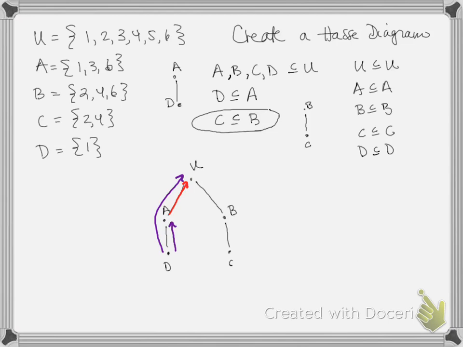C is contained in B. C is contained in U. Notice C is not contained in A. It can't go back down the diagram. And then this is not a linear order. To be linear, you'd have to have one contain the other, contained in the other, and be a straight line diagram.